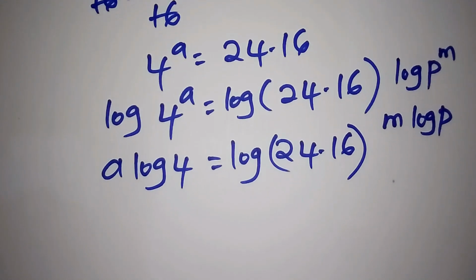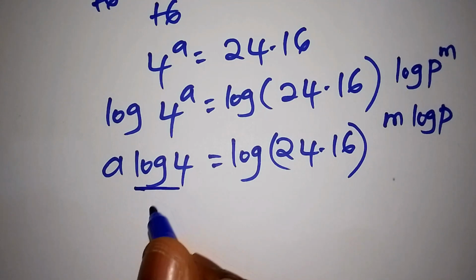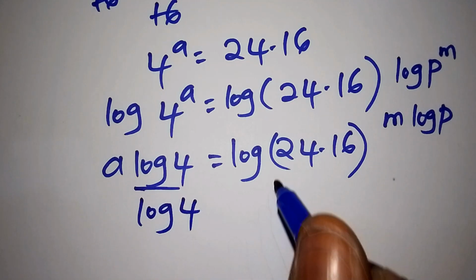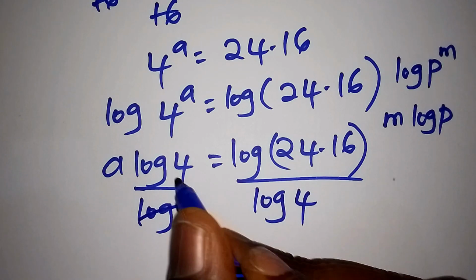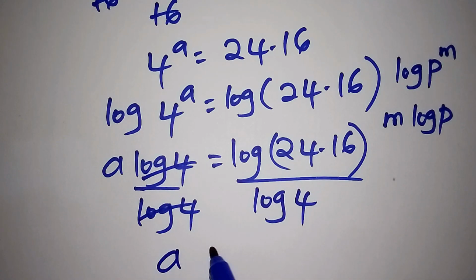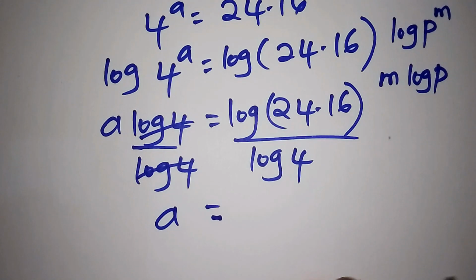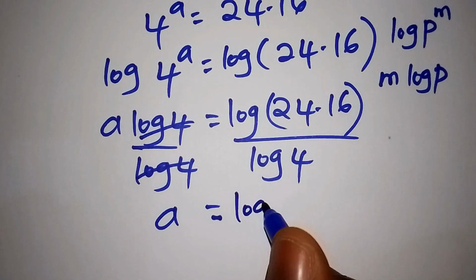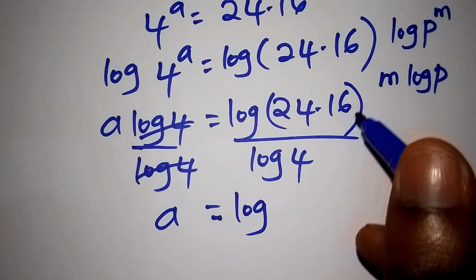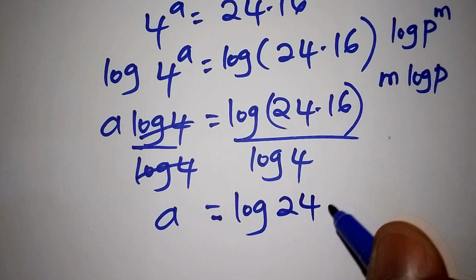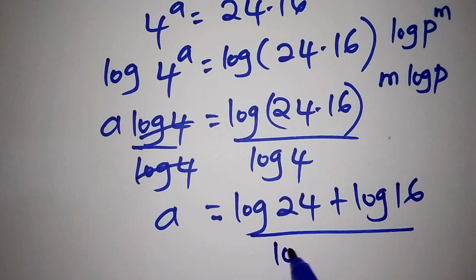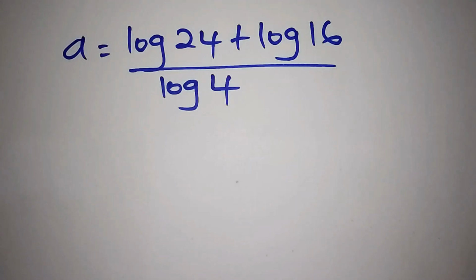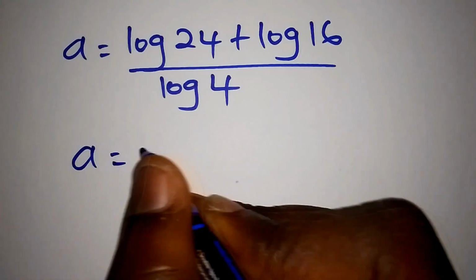So the next step that we need to do is to divide both sides by the log of 4, also this side by the log of 4. So log 4 and log 4 shall cancel. So now our value for a is equal to the log of 24 multiplied by 16, which is the log of 24 plus the log of 16 all over the log of 4.